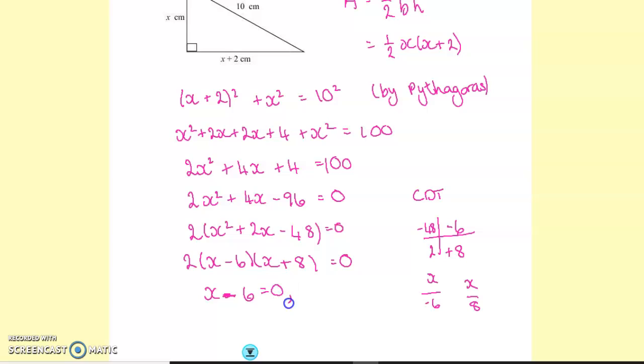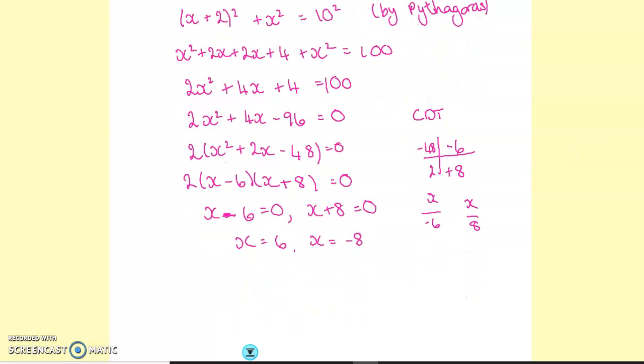So x take away 6 is 0, x plus 8 is 0. So x is 6 or x is negative 8. Now normally at this point I'm quite happy having two answers. Like, yeah, got my two answers, my quadratic equation, that's fine.